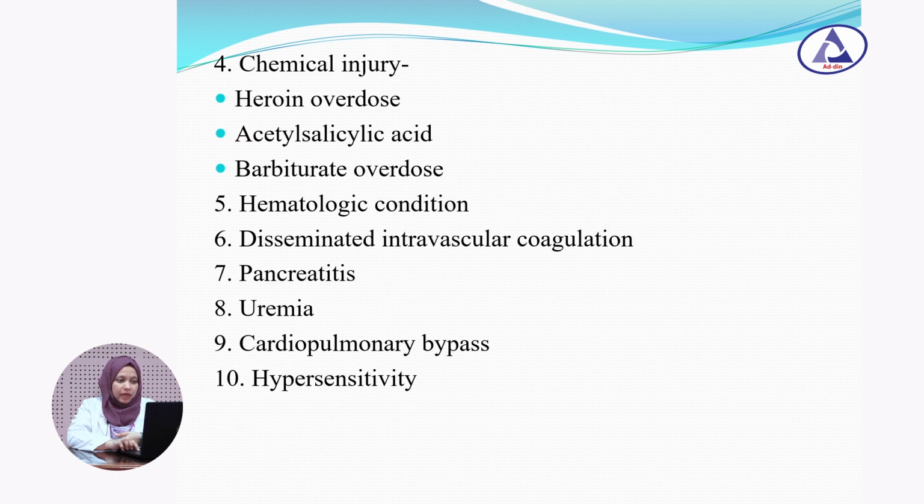Some chemicals may cause acute respiratory distress syndrome. These are heroin overdose, acetylsalicylic acid, and barbiturate overdose. Then some hematological conditions may be involved. There may be involvement of disseminated intravascular coagulation, pancreatitis, uremia, cardiopulmonary bypass, and hypersensitivity reaction.